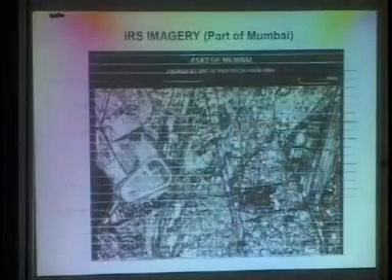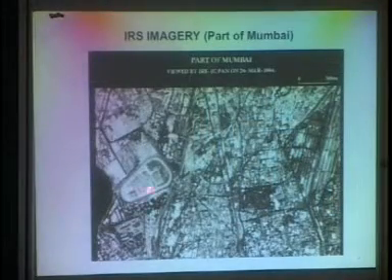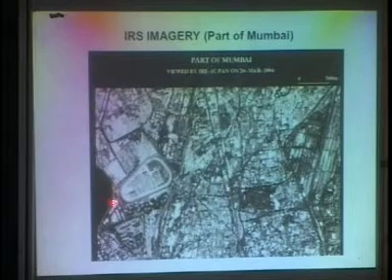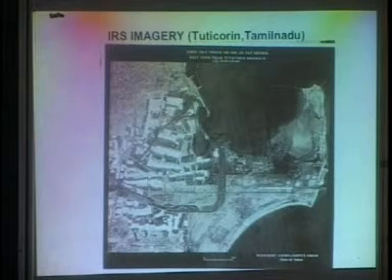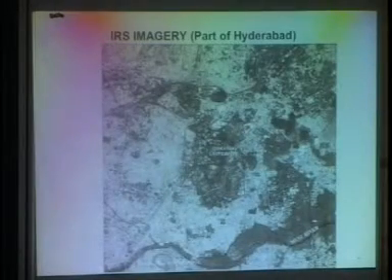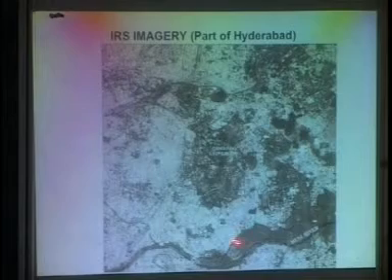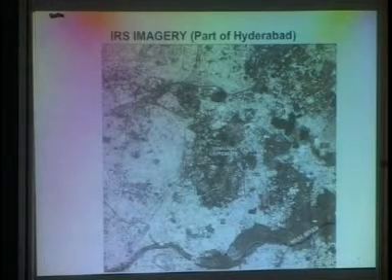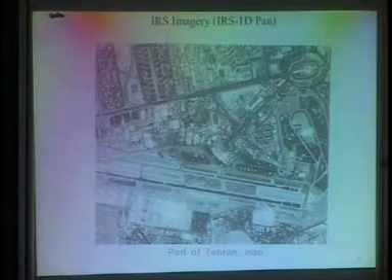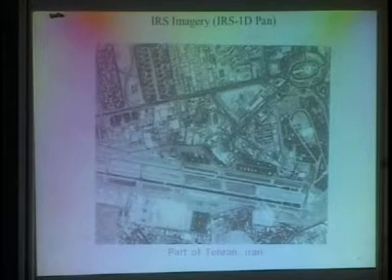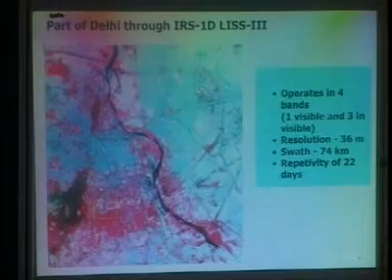You are seeing here part of a monument as viewed by the IRS-1C pan camera. These are the views which you get. This is the imagery of Tuticorin harbor as viewed by the IRS-1D pan camera. This is the Osmania University. You are seeing here part of Tehran. We also image in other places depending on the requirement. I will go faster now.